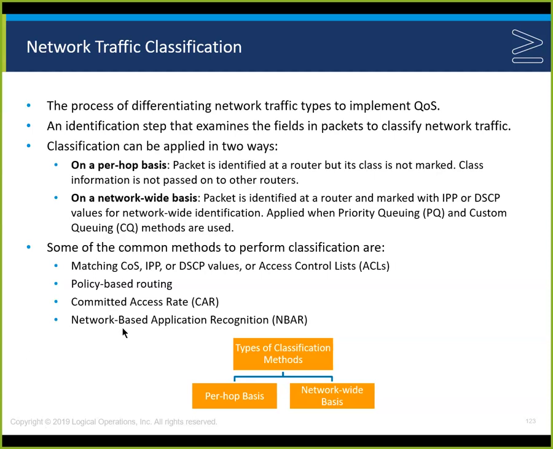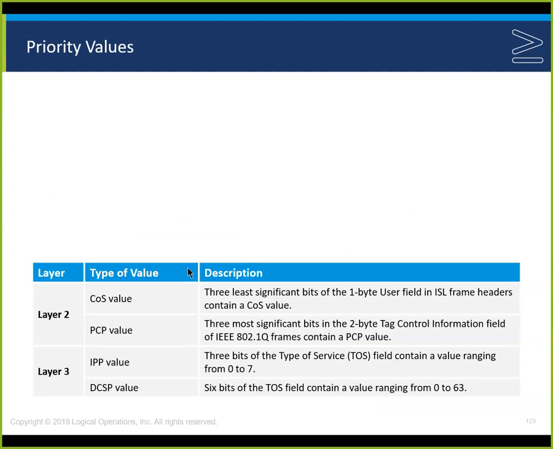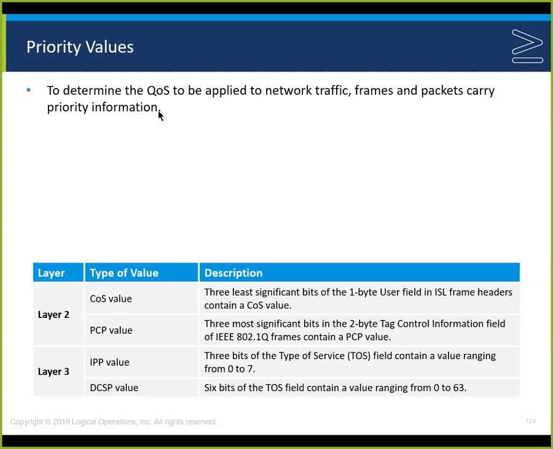Policy-based routing, committed access rate, network-based application recognition. ACLs is what we're going to start with, and then we're going to look at some of the markings that come into the second router. We're going to use two routers to do these things. We're going to mark it on one, send it to the other one, and then recognize it on the other router when we do these things. So we get the IPP here. IPP value, 3 bits of services that are in here.